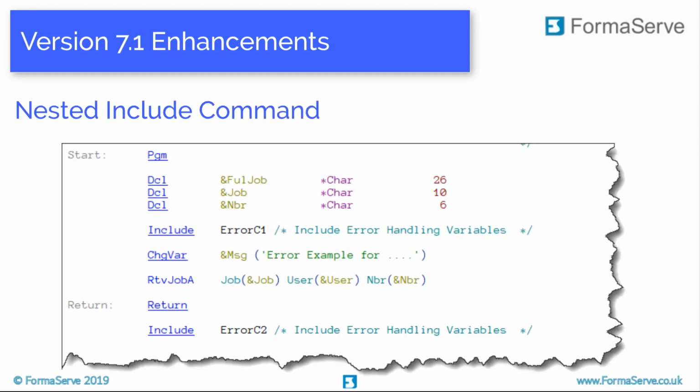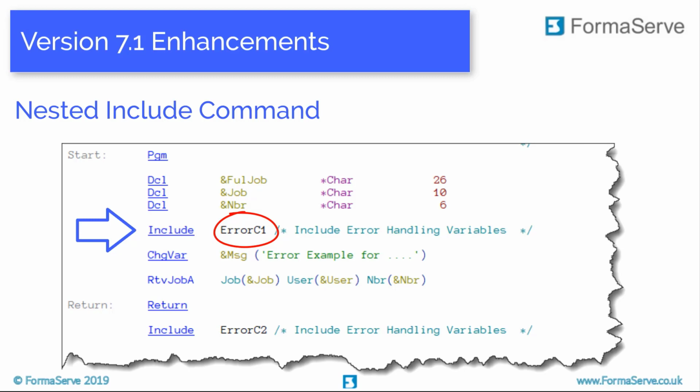The next one on the list is the nested include command. The include command, as we know, was included within version 6.1 of the operating system, and it's been enhanced in 7.1. So we can now include nested includes. So what does that mean? We can see this bit of code here. On this line here, we've got the include error C1. So that piece of code there can actually also include some includes, where before it couldn't. So that you can have nested includes.